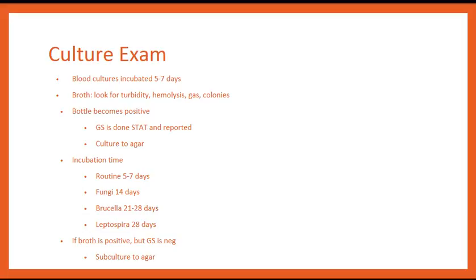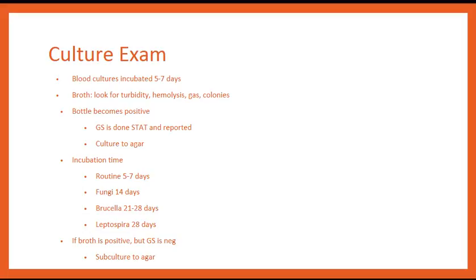The incubation time for routine blood cultures is 5 to 7 days, but for fungi, 14 days, because you know those grow slower. Brucella takes at least 21, so some places will keep it up to 28, and Leptospira 28. If the broth is positive but you don't see anything on the gram stain, then you go ahead and put it on the agar plates anyway.